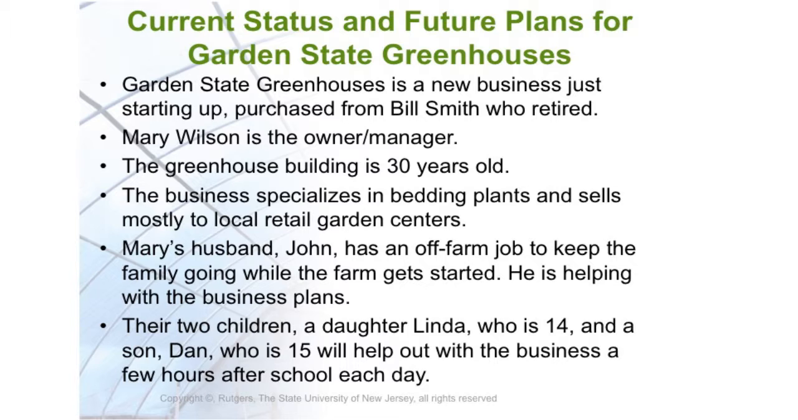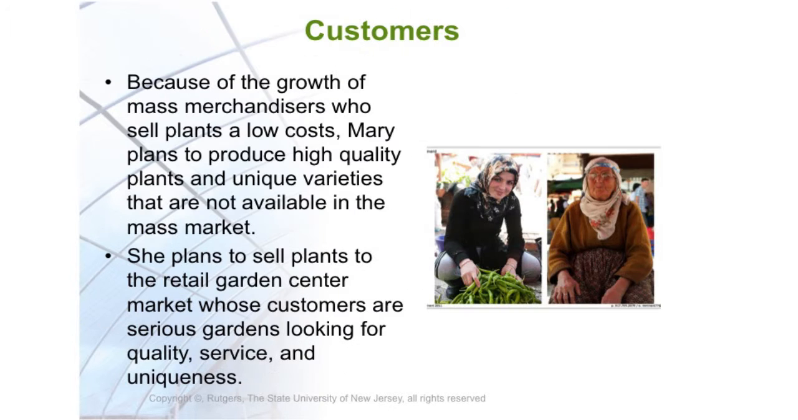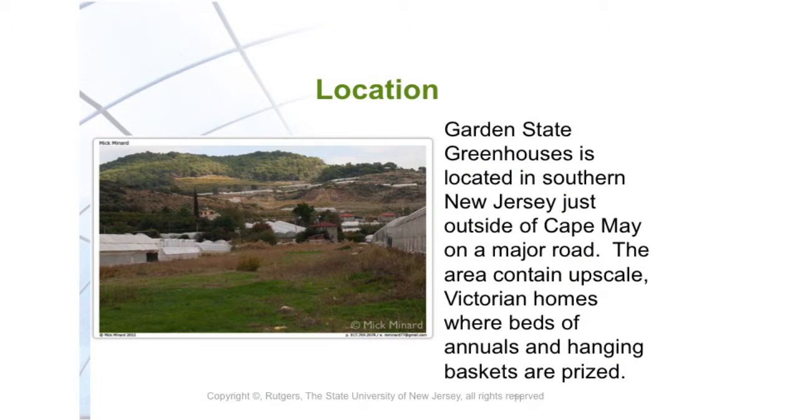And he's also helping with the business plans. They have 2 children they're going to put to work in the business as well: a 14-year-old daughter, Linda, and Dan, a 15-year-old son. And who are the customers? Because of the growth of the mass market, she plans to sell high-quality products that are unique and different from things that you can get at the mass market. She plans to sell plants to retail garden centers whose customers are serious gardeners who are looking for high quality and service and uniqueness.